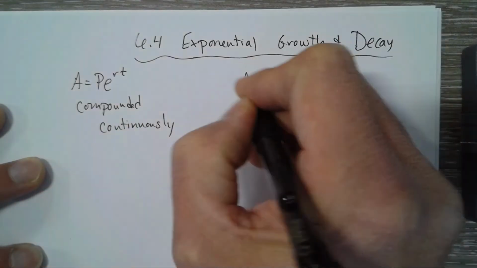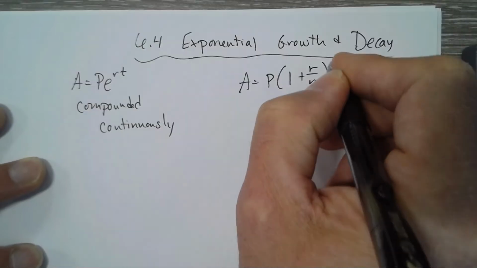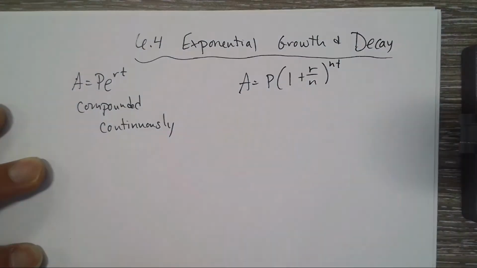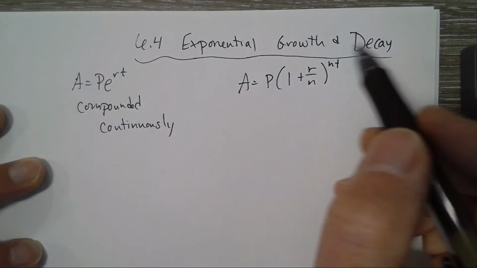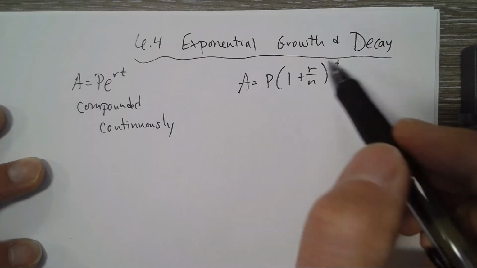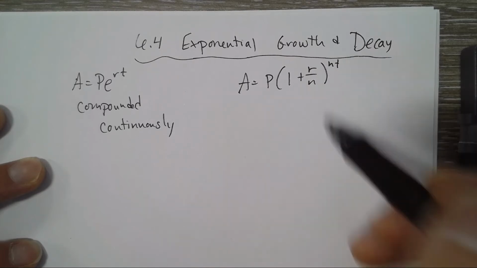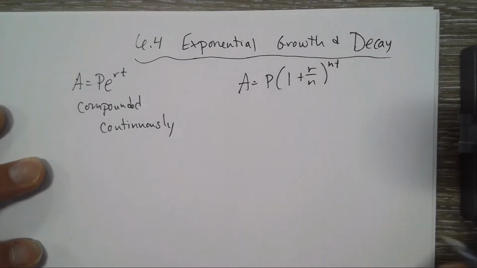You've got the P times 1 plus R over N to the NT, where it's compounded N times in a year, where R is the decimal rate, or the percentage rate in decimal form, T is the years, P is the initial principal, and the A is the amount you end up with.